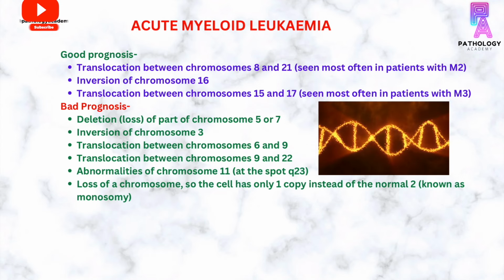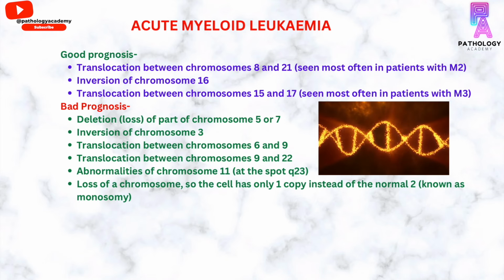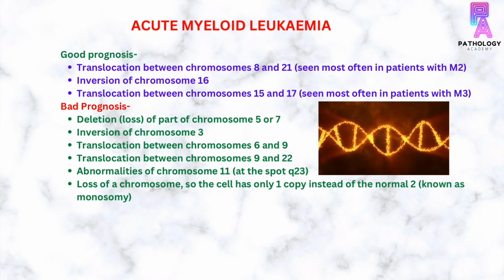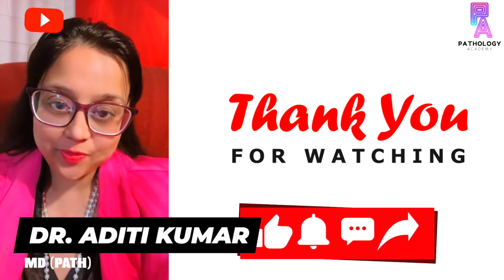Inversion of chromosome 3, translocation between chromosome 6 and 9, translocation between chromosome 9 and 22, abnormalities of chromosome 11, and certain monosomies. I have covered all aspects of acute myeloid leukemia in this video.